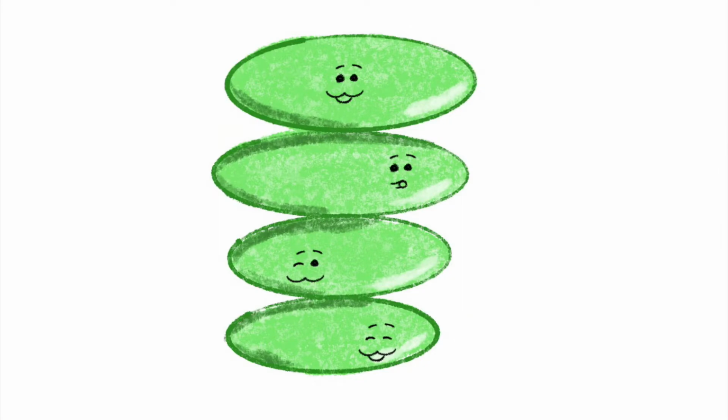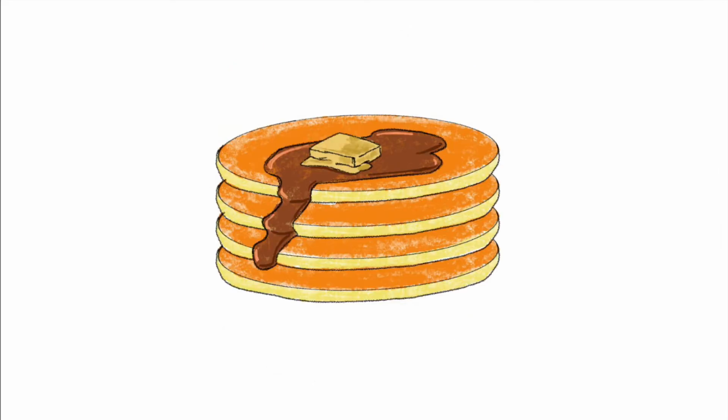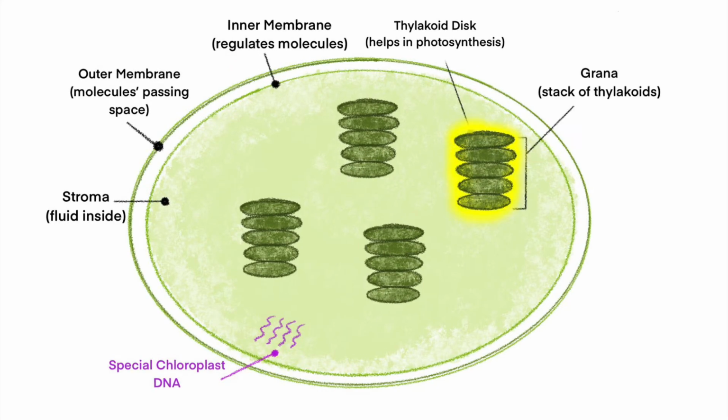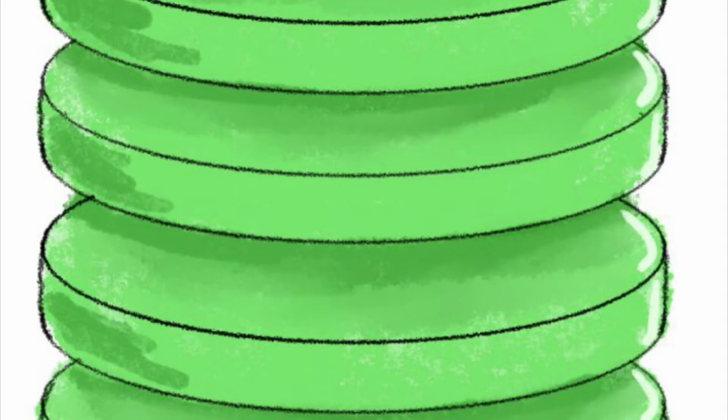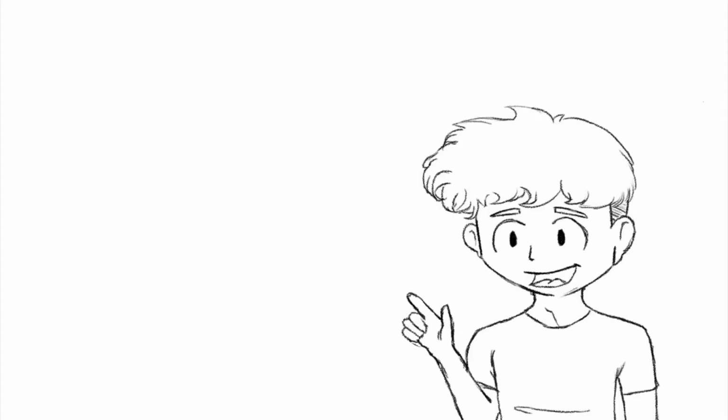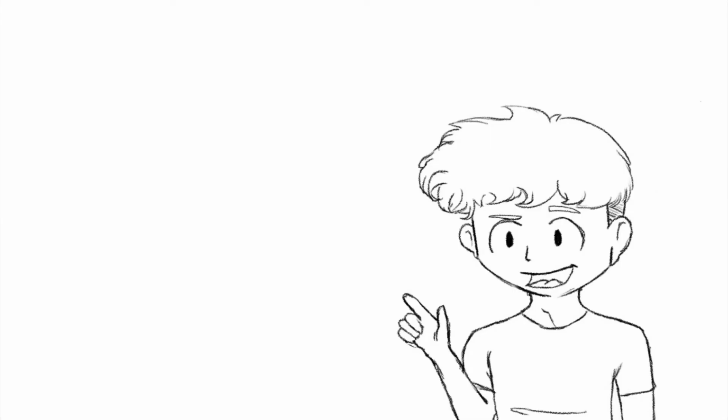The thylakoid discs are stacked up on top of each other like pancakes. We call these stacks grana. Special compounds exist in the thylakoid discs to help carry out the process of photosynthesis. I remember the name of these compounds from earlier in the video. Can you figure it out? Here's a hint. It is the reason why plants are green.